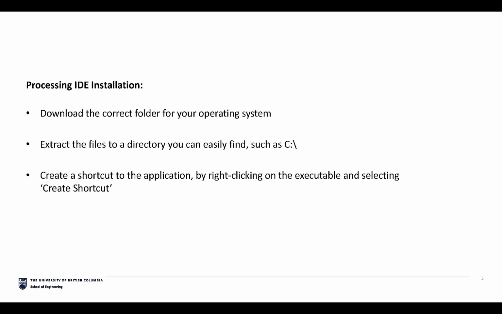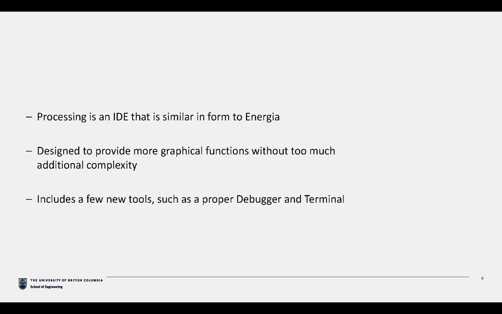Just navigate to the executable file in the location you extracted the files to, right-click on it, and select Create Shortcut. This way you'll have an icon on your desktop you can just click rather than having to go through the File Explorer. Now, you may be wondering what Processing is and why we're going to be using it in our lab today.